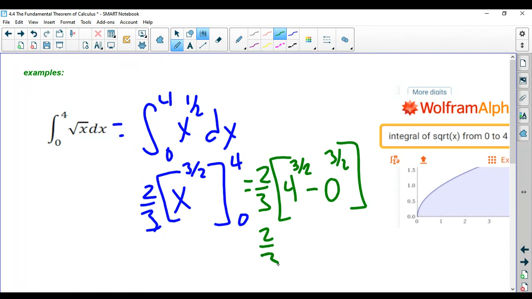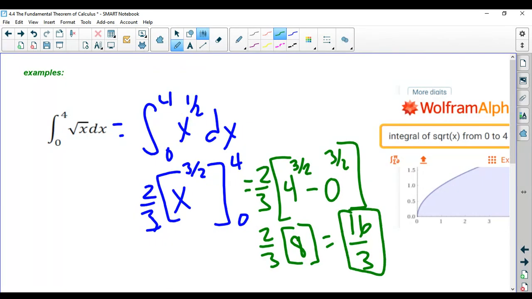4 to the 3/2 is the square root of 4 first, which is 2, and then cubed, which is 8. And obviously 0 to the 3/2 is 0. So we have 2 times 8/3, which is 16/3. That's the definite integral. Now, is that the area under the graph of the square root of x from 0 to 4? Only if that is non-negative. Only if that graph is positive.